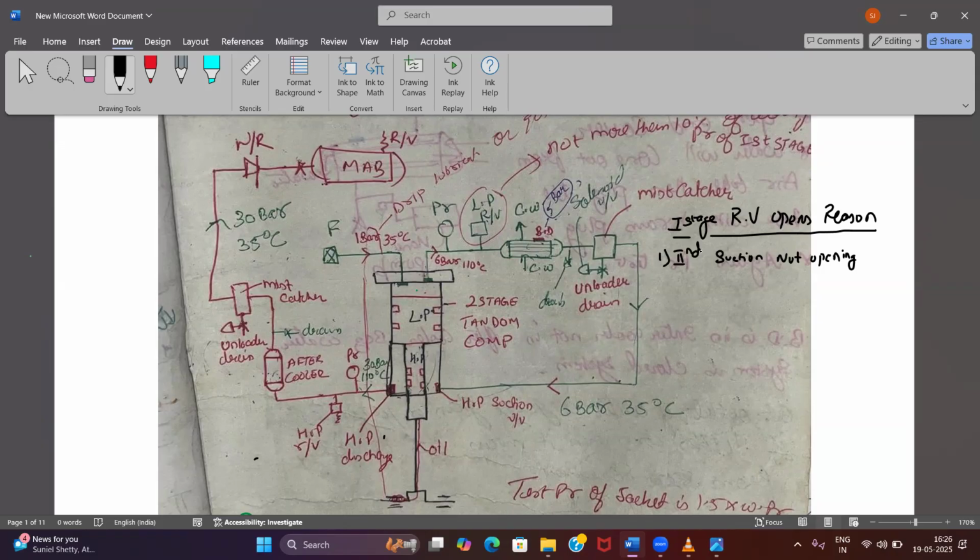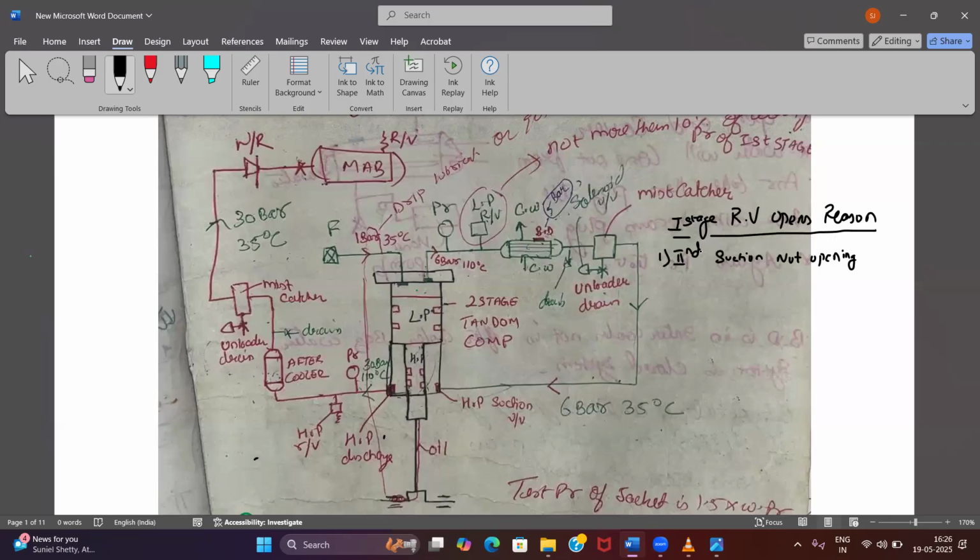Sir, can you repeat the question? I could not hear it. The question is written on the screen: first stage relief valve opens, reason. Okay, okay. Aaron, you were right.